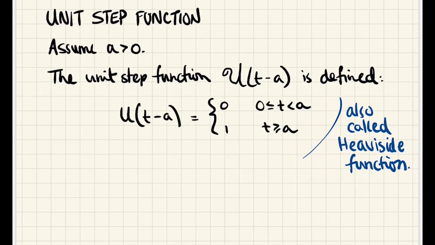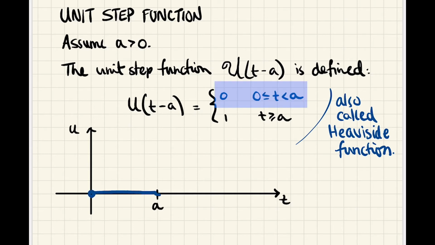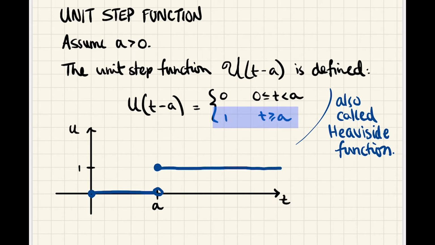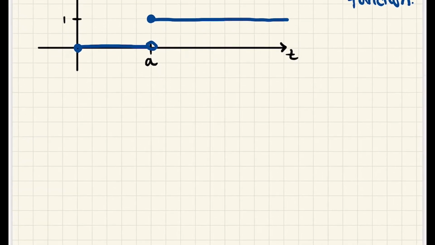So the graph of it is pretty straightforward. Looks like this. So let's suppose we have a right here. Then from 0 to a, the unit step function outputs 0. And then for a and beyond, the unit step function outputs 1. So it's a very interesting function. The unit step function does provide a convenient way of rewriting piecewise functions using a single formula.